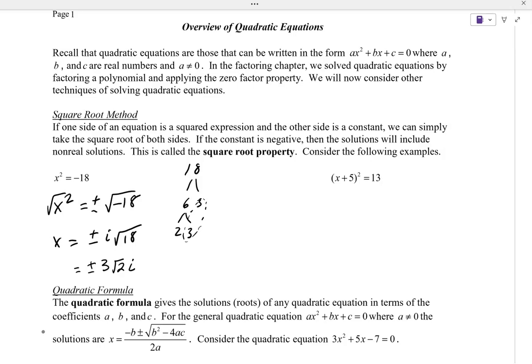So I'd have 3 times the square root of 2 times i, and negative 3 times the square root of 2 times i. So just to remind, when we write plus or minus, we mean the positive 3 root 2i works and the negative 3 root 2i works. It means there's two solutions.